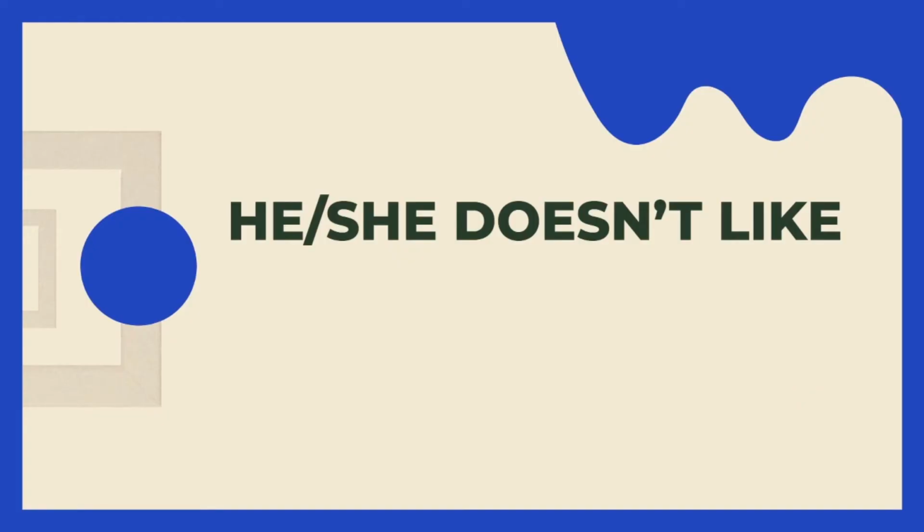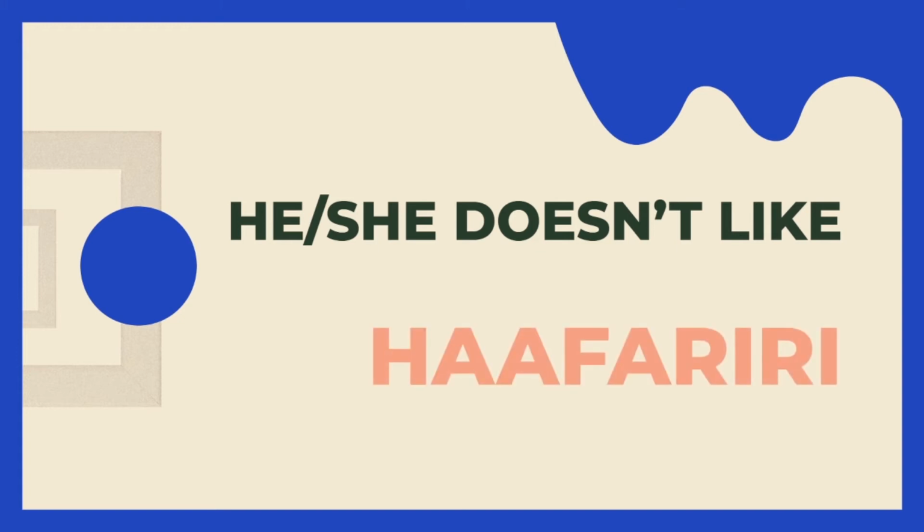So now going to the negation of he or she likes, which is he or she doesn't like. In Shona, he or she doesn't like becomes haafariri. Let's use this phrase in example sentences so that you can get a better understanding of how to use it.